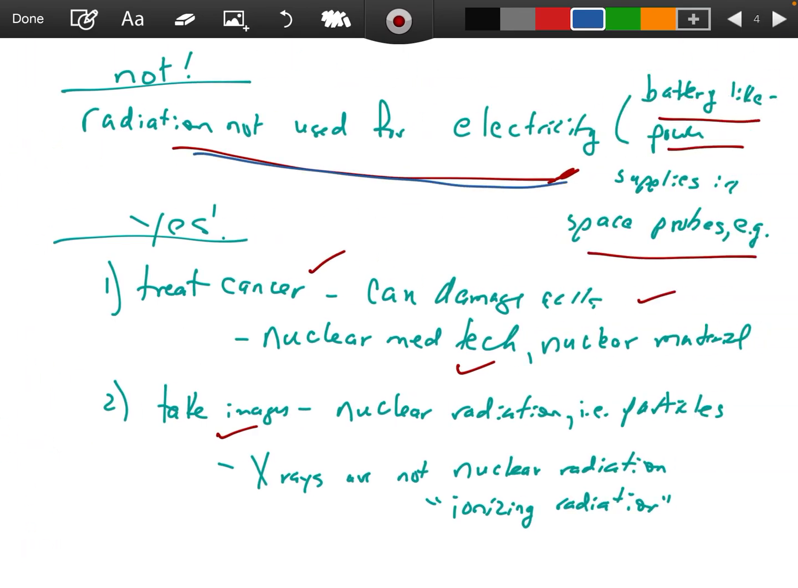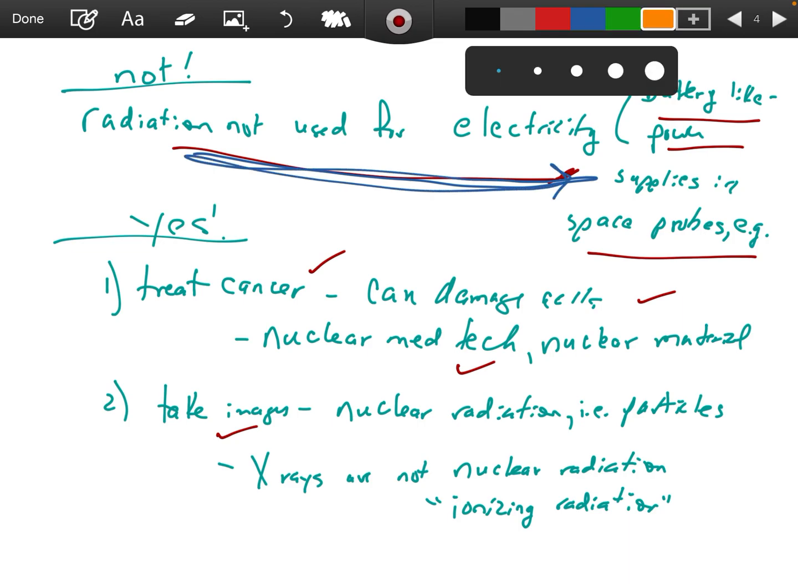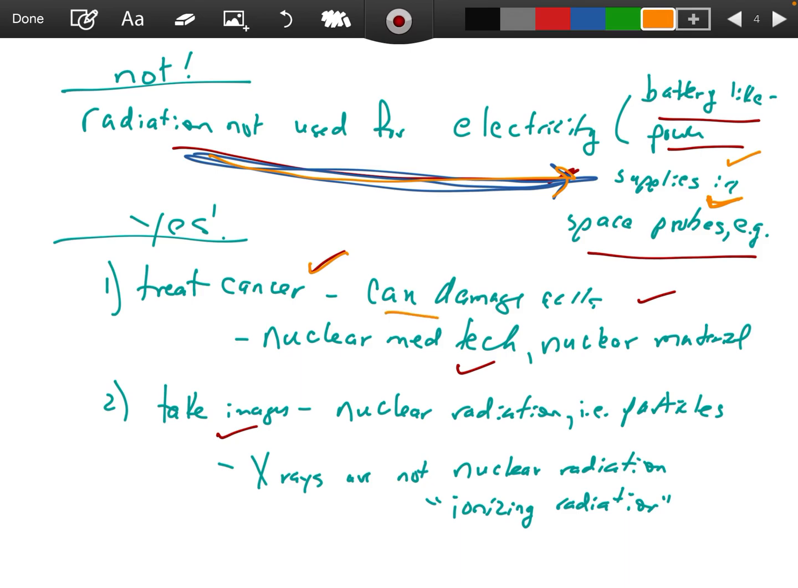Radiation is not used for electricity. We do not use it to produce power. We use it a little bit, in some very small battery-like devices that we might put in a space probe or something, but for the most part, it's okay to say that we do not use it for electricity at all. We can use it to treat cancer. It can damage cells, which means that it can damage bad cells. A nuclear med tech career specializes in helping treat cancer patients with radiation.